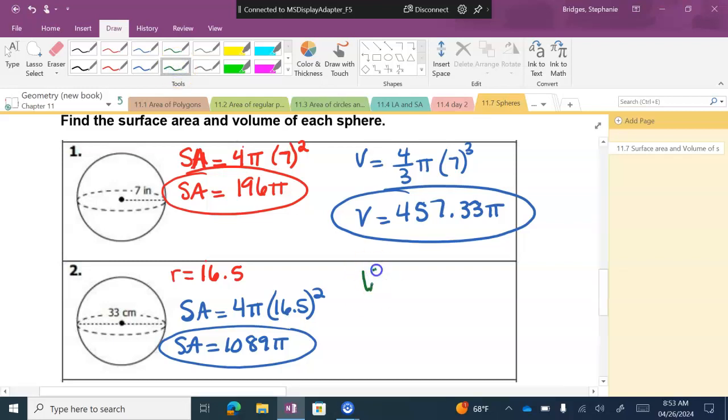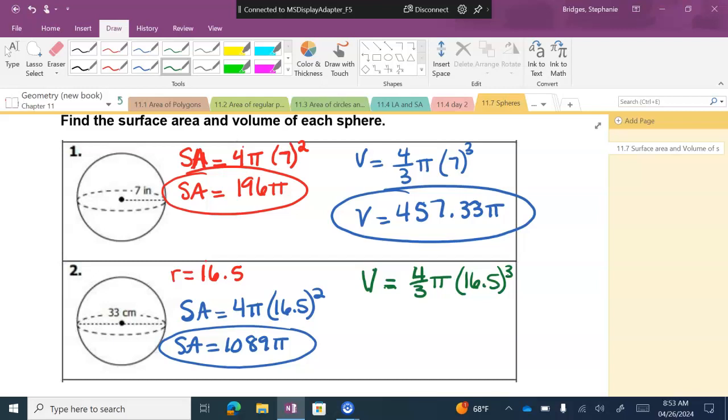Okay, then for volume, it is our fraction, 4/3 times pi, but this time it's the radius to the third power. Same thing basically, except this time we're going to take 16.5, raise it to the third power, hit equals, times 4 equals, divided by 3 equals. Those are all the buttons you need to push in the calculator. 16.5, raise it to the third power. Multiply by 4, divide by 3.